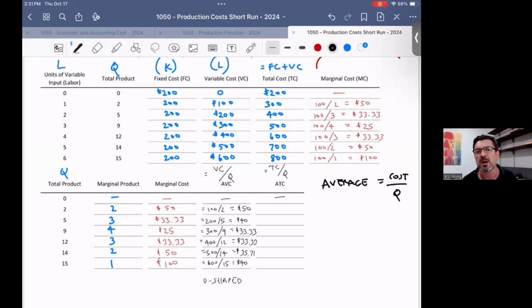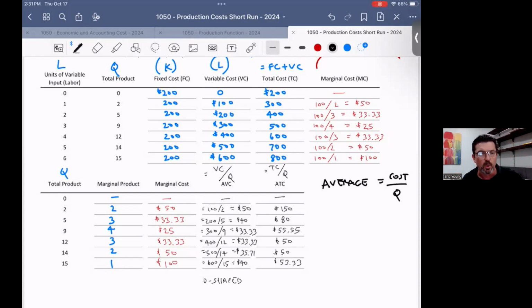If you divide total cost by Q, you're going to get a blank line at first because you can't divide by 0. And then you're going to get 150, 80, 55.55, 50, 50, and 53.33. Notice the U shape. You see it. ATC starts at 150, falls, falls, falls, bottoms out, and then starts to rise again.